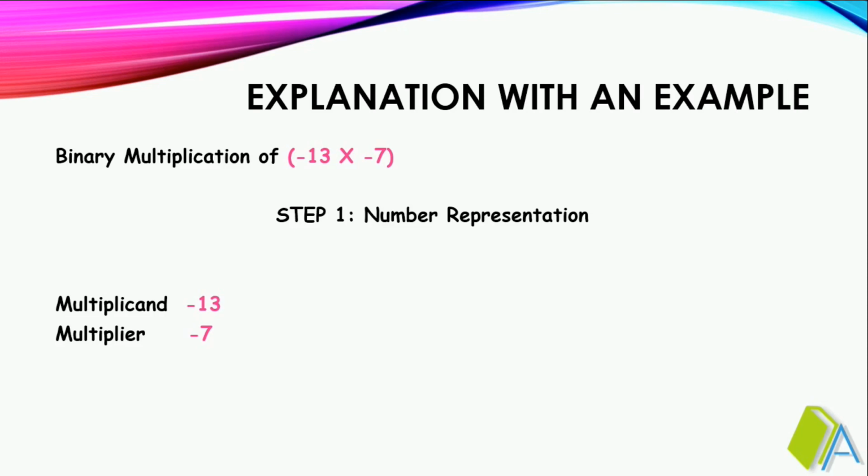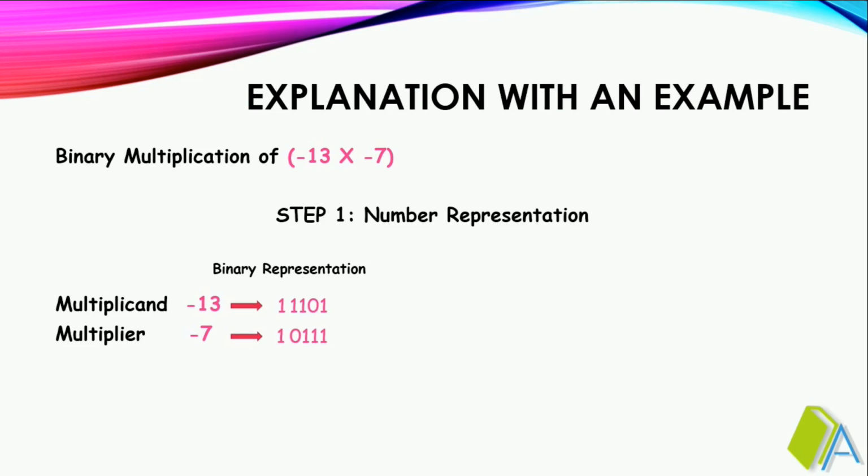Initially we have to represent the numbers in binary form. So this is the binary representation of 13 and 7. We have to make the number of digits in the multiplicand and multiplier equal by considering the biggest number. Here the biggest number is 13, which requires 4 digits to represent. So we have to represent 7 also using 4 digits. Now we have to append the sign digit. Here both the numbers are negative, so the sign bit is 1. So we append 1 at the MSB side.